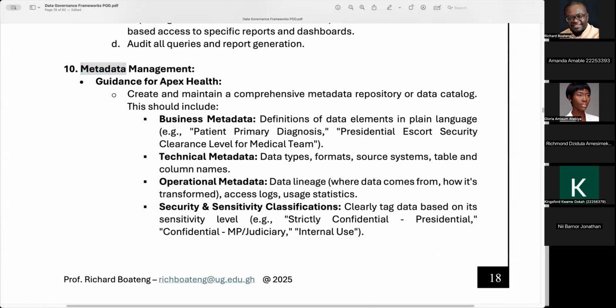Totally indispensable. DMBOK guides establishing a comprehensive metadata repository or data catalog. For Apex Health, this must include not just standard business definitions and technical details, but also operational metadata, like data lineage tracking, and crucially, detailed security and sensitivity classifications, perhaps with specific tags or flags explicitly marking data elements related to VVIPs. This metadata is absolutely vital for understanding what data you have, where it resides, how sensitive it is, how it flows through systems, and how it must be controlled and protected according to defined policies. You can't govern what you don't understand.